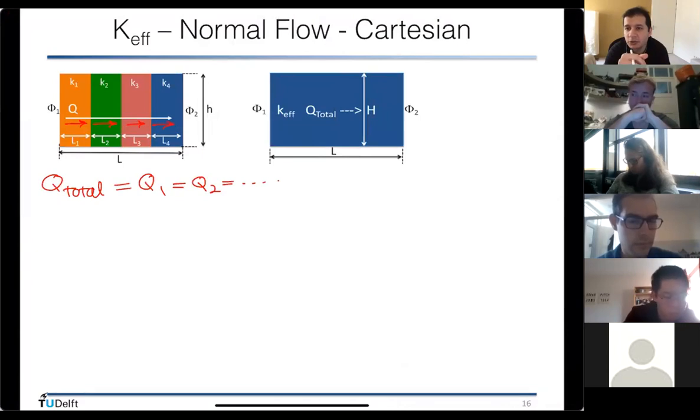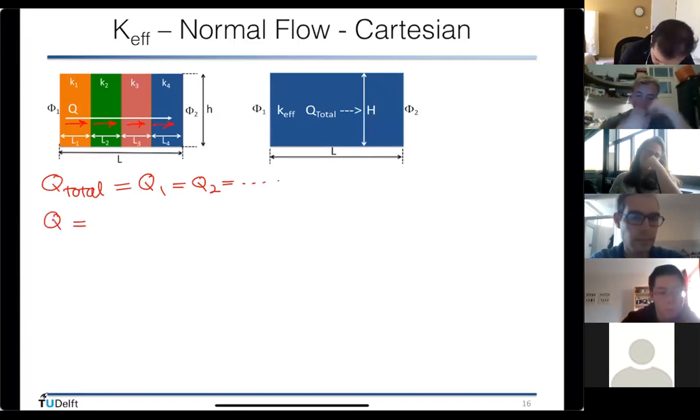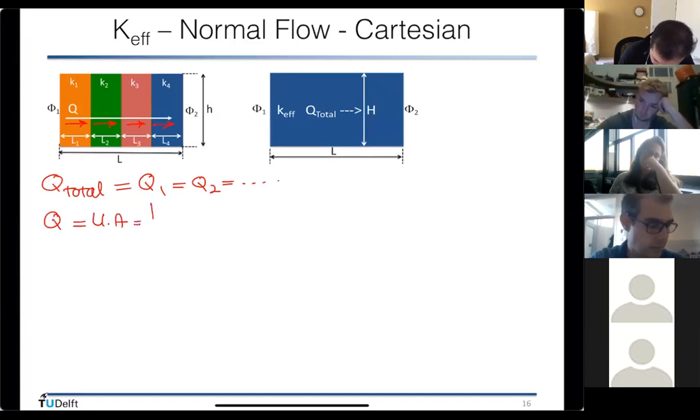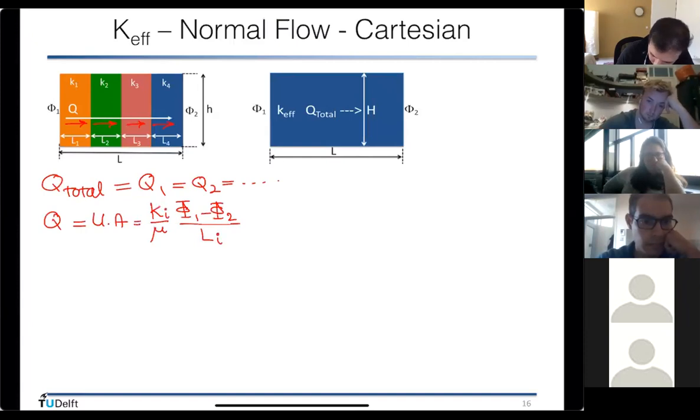What can I use in order to find the effective permeability? What quantity is the summation of individual quantities of the layered system? Let me write back your Darcy's law. Darcy's law says Q is U times area, which is K divided by viscosity, times phi 1 minus phi 2 divided by some length. It doesn't have to be capital L, it could be L1, L2, L3, depending on what permeability you are using. If you are using permeability 1, then it would be L1, permeability 2, L2. So I make it i, times the cross-section area for your system i.